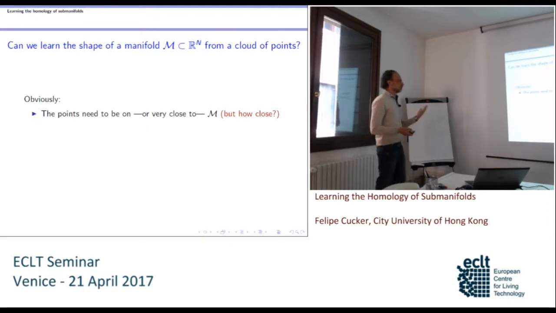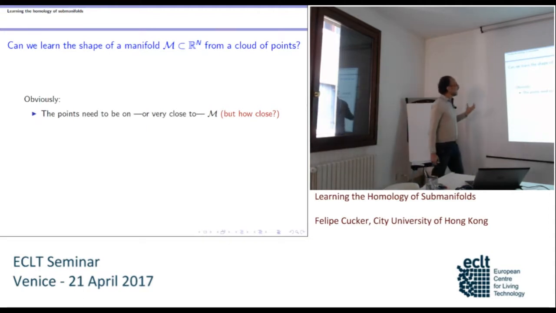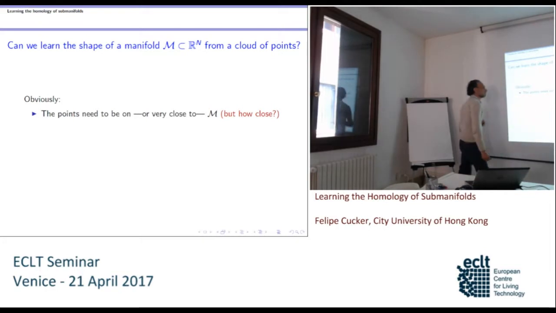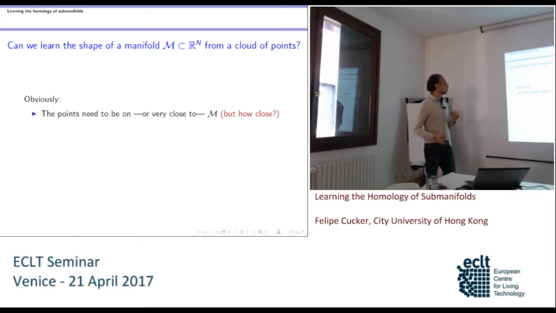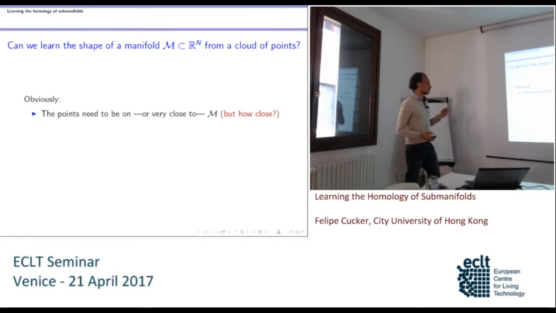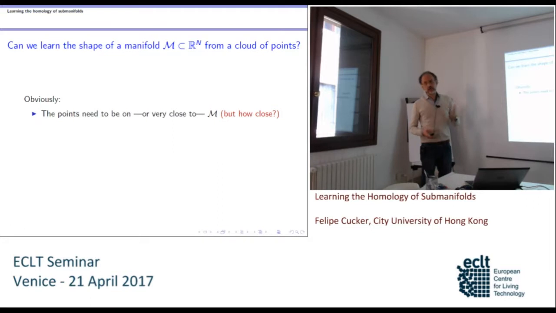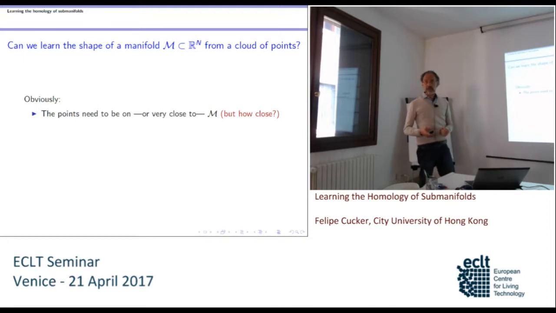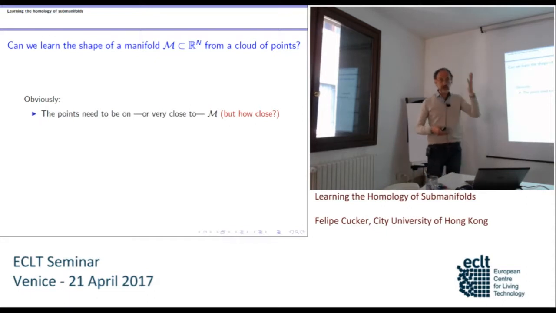The question, when we want to talk a bit more seriously, is: can we learn the shape of a manifold M, which is included in Euclidean space, from a cloud of points? Okay? Obviously, the points need to be on, or very close to, this manifold M. So the idea is I will draw randomly, as usual in learning theory, points from my manifold, and at some moment in time I will stop drawing, I will do something, and I will tell you this is a sphere, or this is a torus, or this is whatever. Okay?